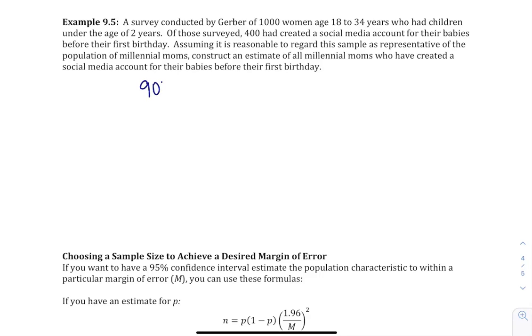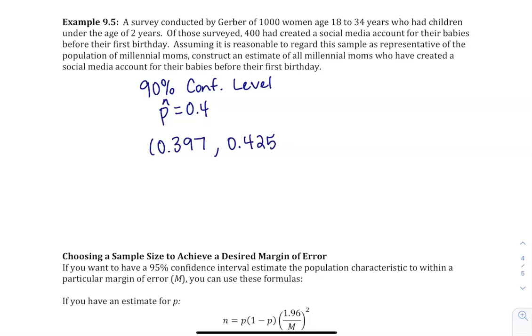So let's fill in our notes with that. If we do a 90% confidence level, often I'll go ahead and give p hat even if I've used technology, and 3 or 4 decimal places is usually plenty, and so we have 0.397 to 0.427. Now we could interpret this. We are 90% confident that the true proportion of millennial moms who've created a social media account for their babies before their first birthday is between 39.7% and 42.7%.